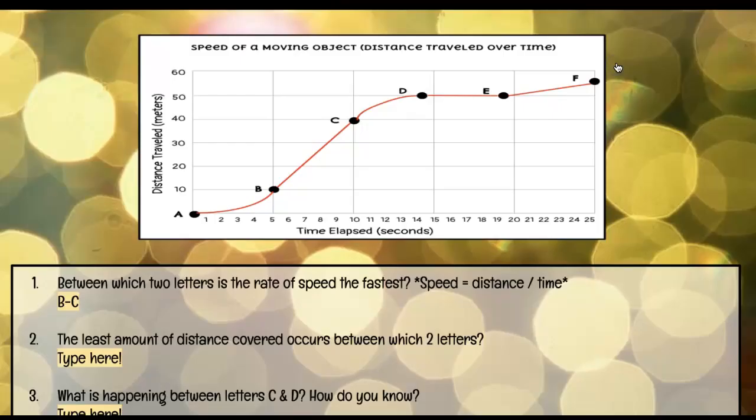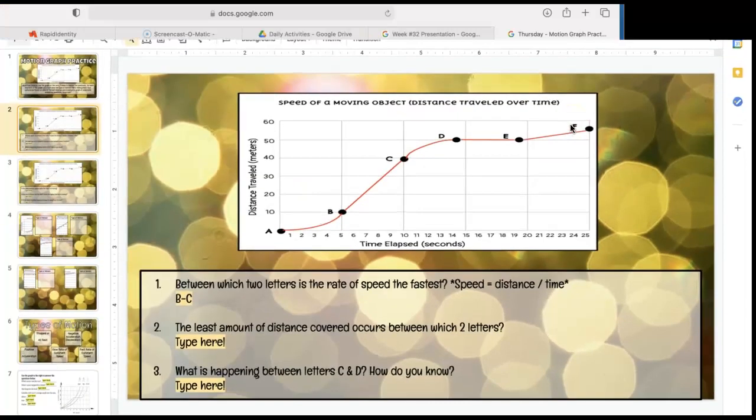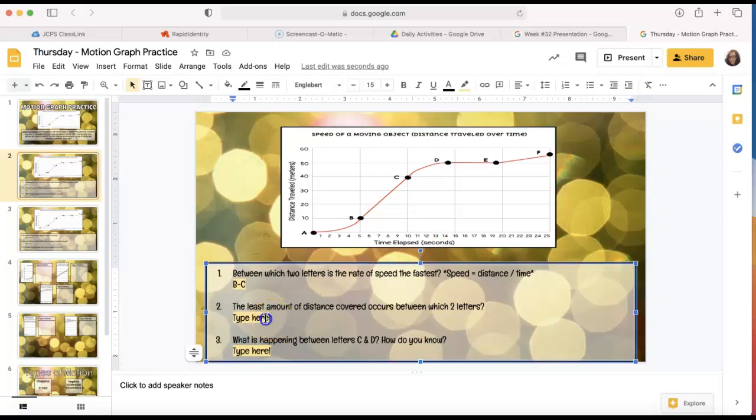The next question says, the least amount of distance covered happens where? From A to B, I went 10 meters. B to C, I went 10, 20, 30 meters. C to D, I went 10 meters. D to E, I didn't go anywhere. I stayed in the same spot. And then E to F, I went 5 meters. So from D to E is where I really didn't go any more distance at all. The object was not moving. So the correct answer would be D to E.